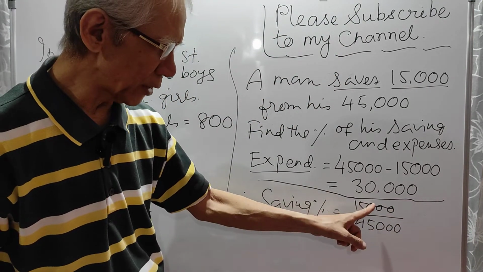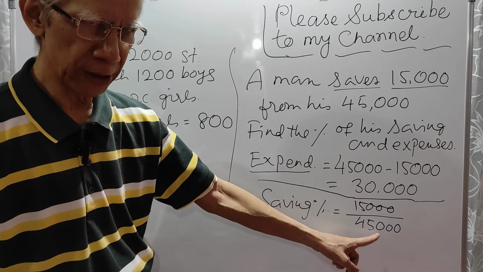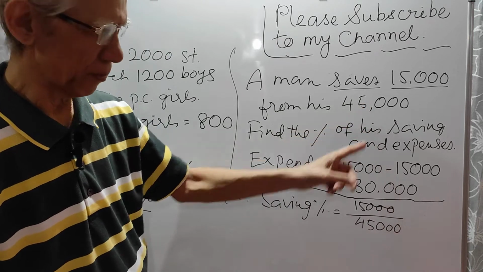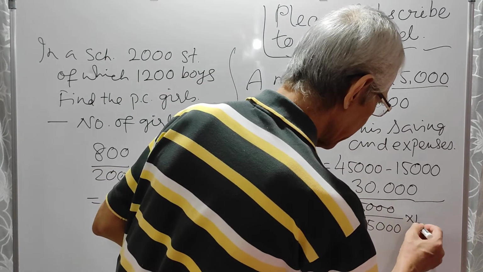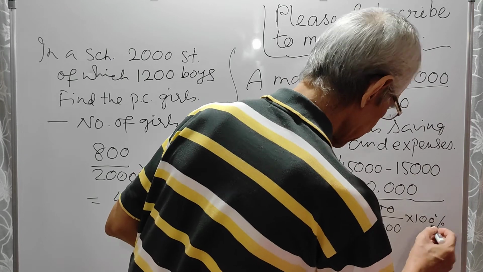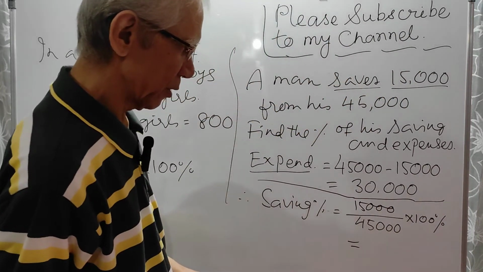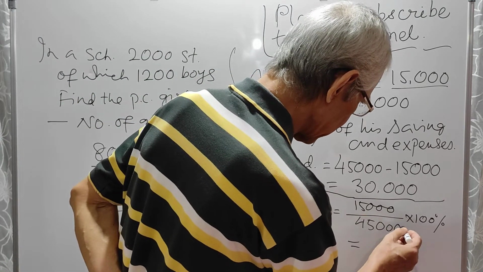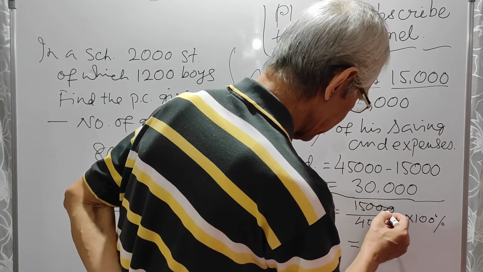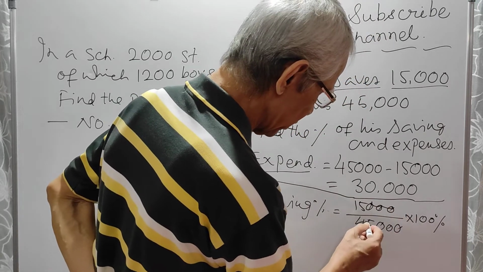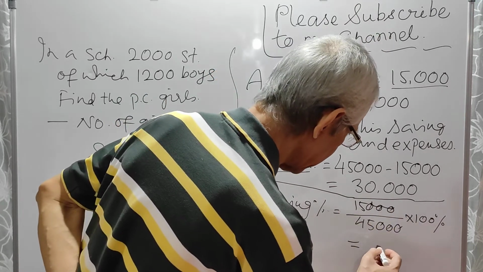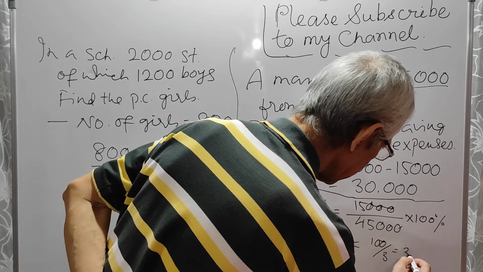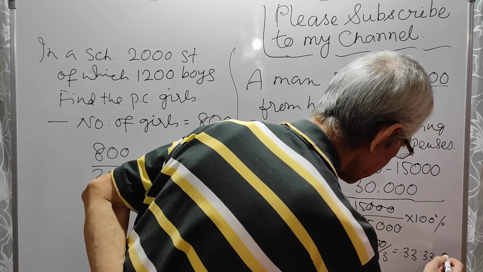Saving will be the numerator and his whole salary will be the denominator. So we have expressed the saving as a fraction of his monthly income. Now multiply this by 100%. Whatever you get will be his saving percent. So 30 cancels, 15 cancels with 3, so 100 by 3, which is 33.33%.